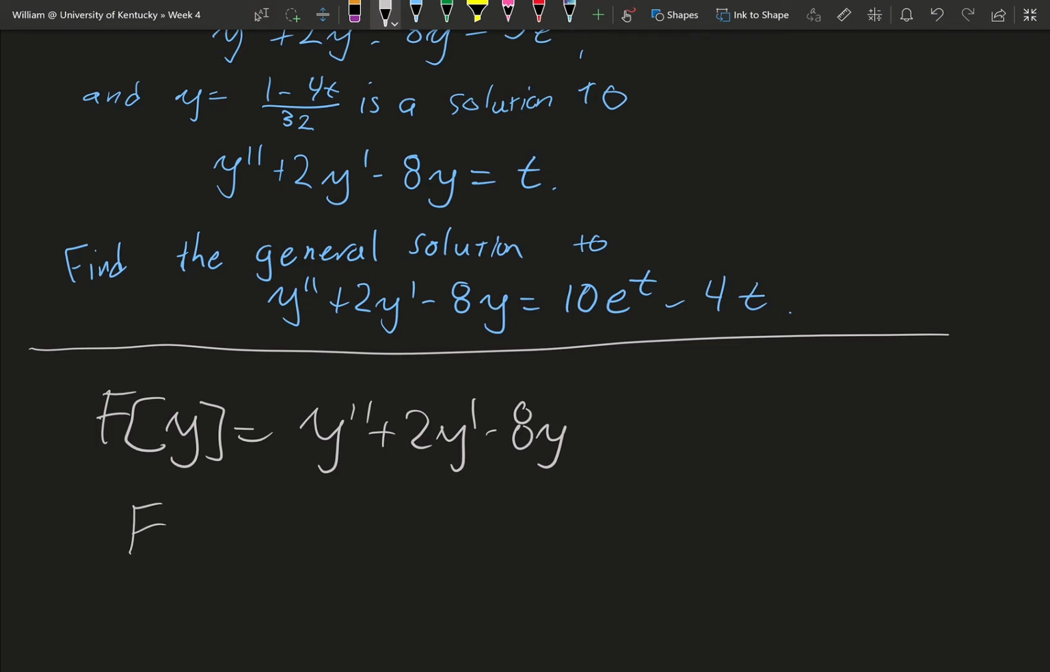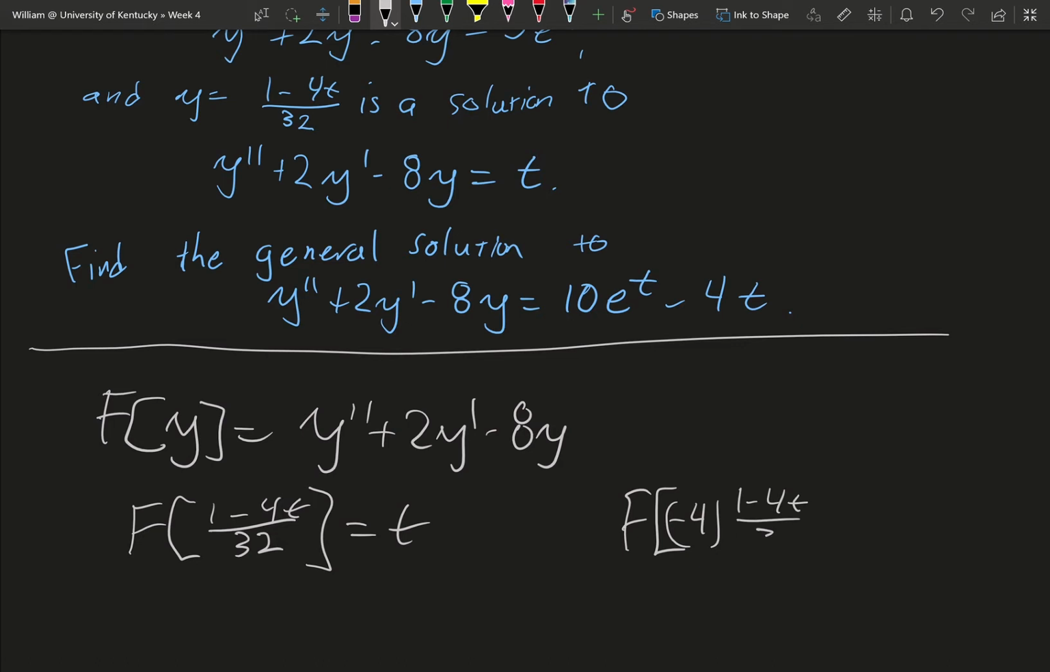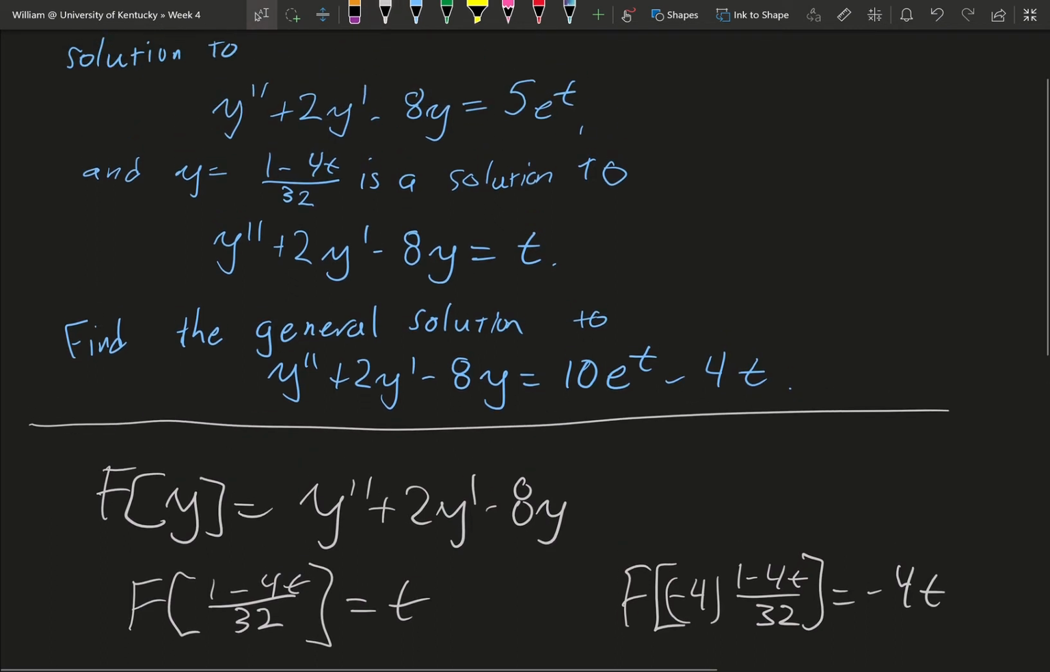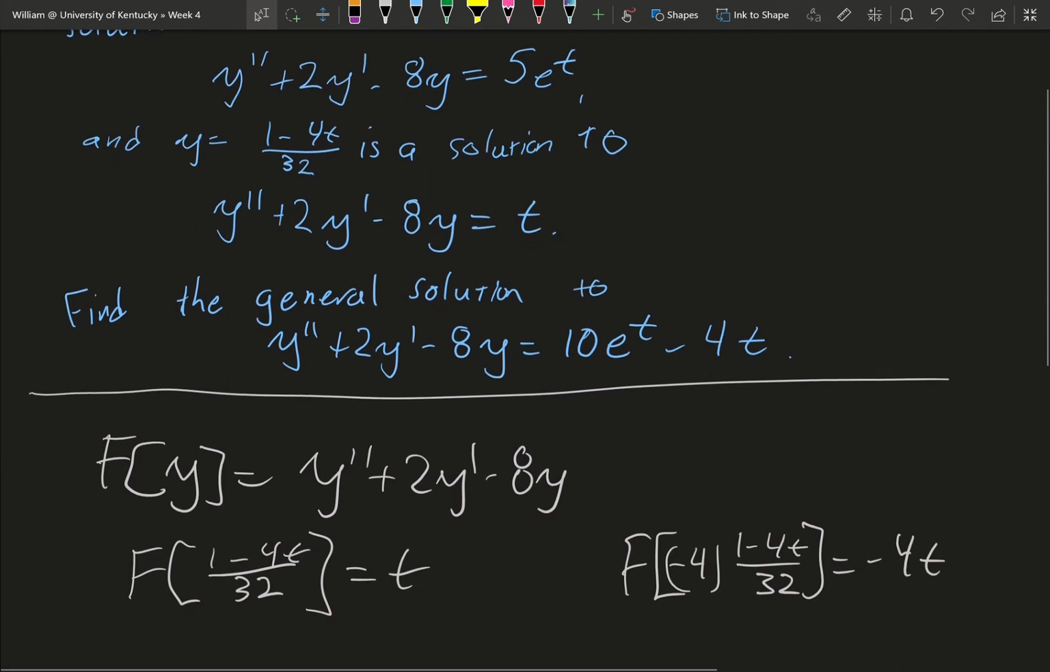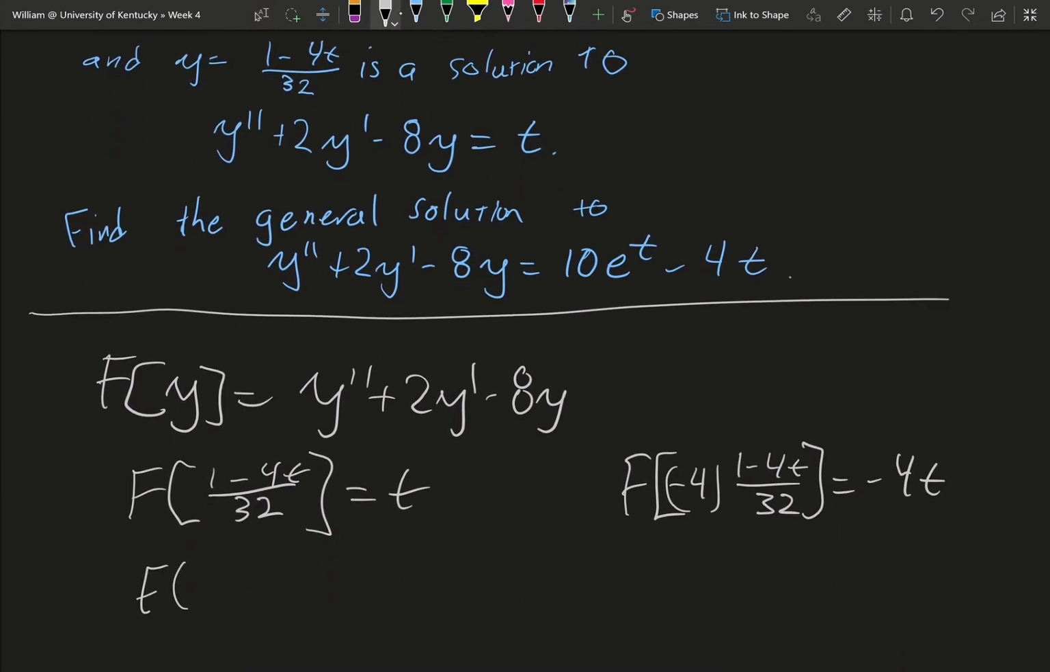Okay, so we know that F of (1 minus 4t over 32) gives us t, and so F of negative 4 times that needs to give us negative 4t. Similarly, we know how to get 5 times e to the t. So to get 10 e to the t, we know that F of 2e to the t should give us 10 e to the t.